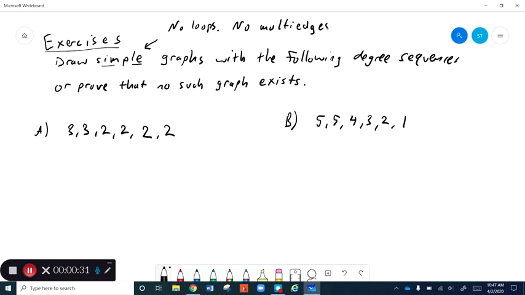All right, so like in the previous example at the end of the last video, we had one where we needed to use a multi-edge, or we could have used a loop in order to get the degree sequence. Now we're saying that's not allowed. So pause the video and see if you can do these two examples. Try to find graphs, or try to draw graphs, that have these sequences.